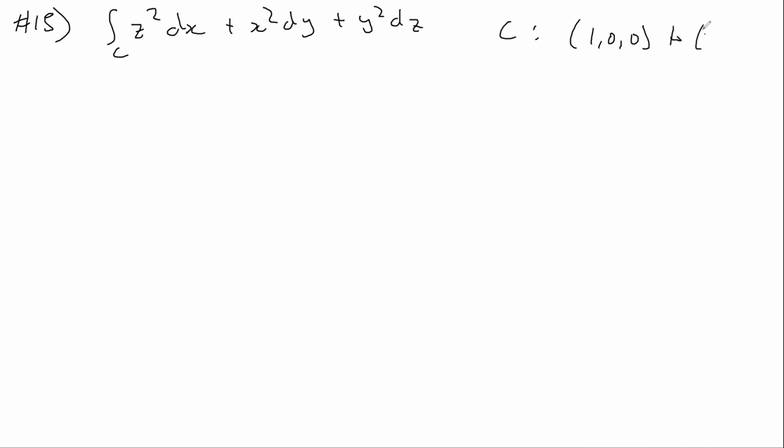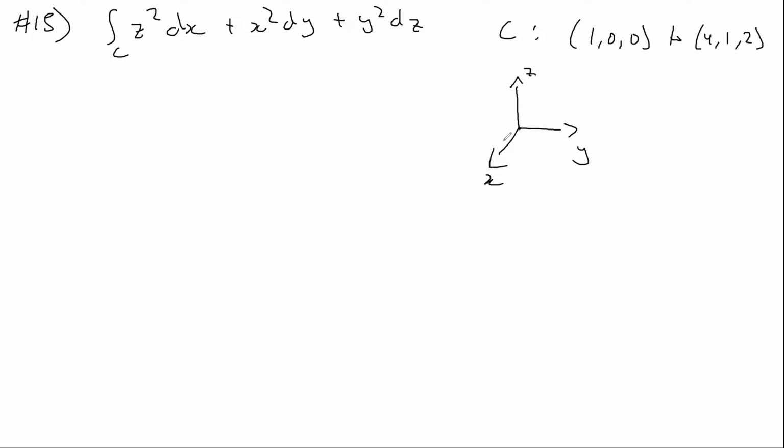Okay, so number 15, we have again a line integral: z squared dx plus x squared dy plus y squared dz. And for number 15, it gives us C as this line segment from (1, 0, 0) to (4, 1, 2). All right, so I'll start off by just drawing out the plot and what this line segment looks like. So x, y, z.